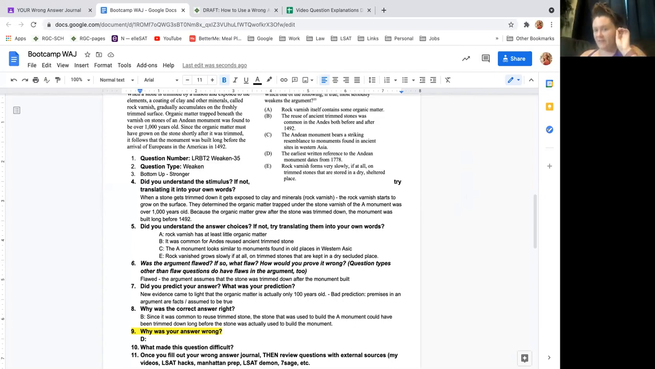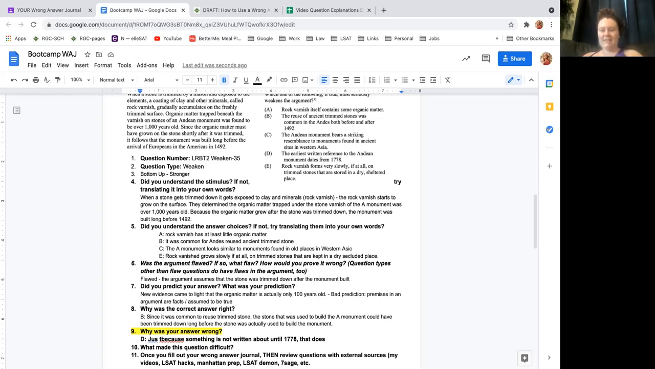So let's say that I said D for this, that the earliest written reference to the Andean monument dates from 1778. That's saying that the first time we have anything written about this thing was in 1778. So why could that be wrong? Well, just because something is not written about until 1778, that doesn't mean that the monument wasn't built thousands and thousands of years ago. It could have been built and nobody wrote about it. Maybe nobody knew how to write, or how to read, or nobody knew where it was. And so I'm going to write that down.